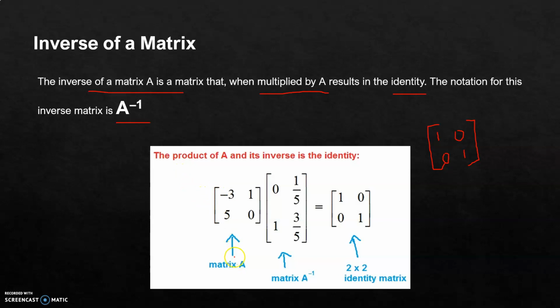So let us check here. Here there are two matrices. One is matrix A, minus 3 1 5 0. Then another matrix is A raised to minus 1. Both the matrices are square matrices. If you multiply both these matrices, matrix A and the inverse of A, you will get this. The answer will also be a square matrix, and it is an identity matrix because all the diagonal elements are 1 and all elements except the diagonals are zeros.